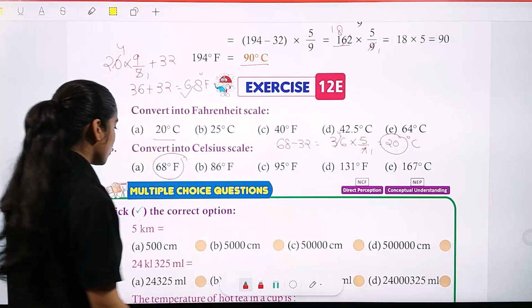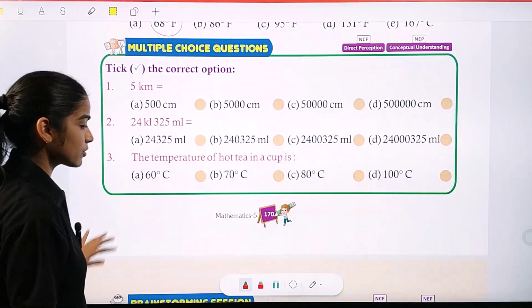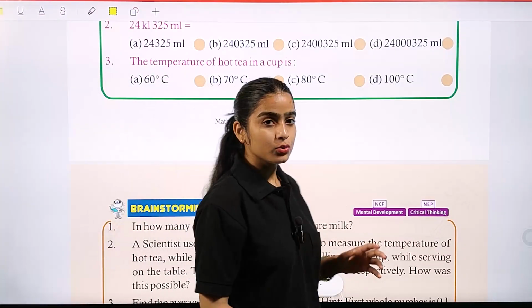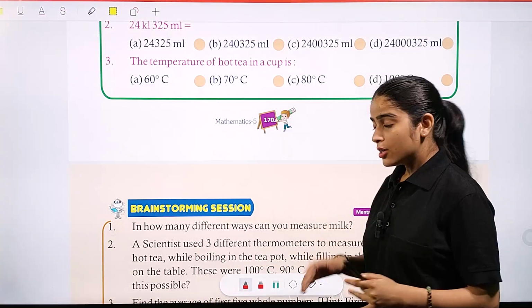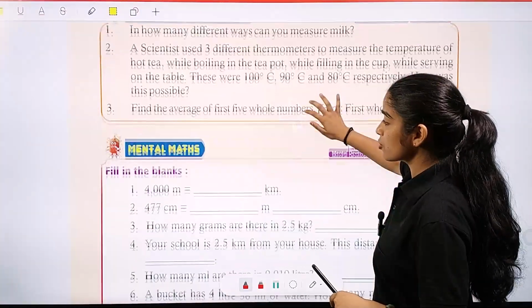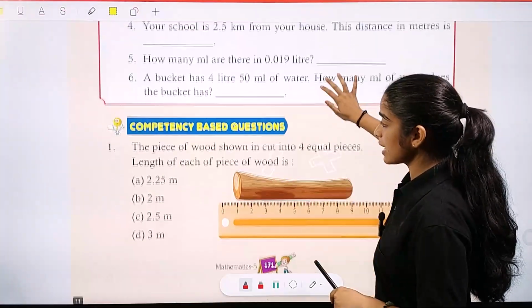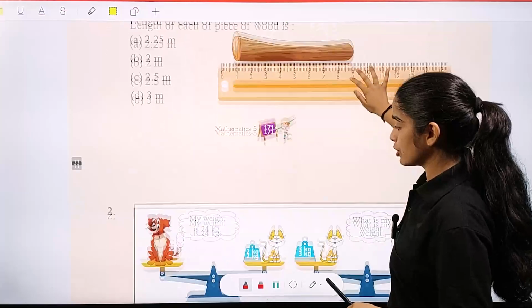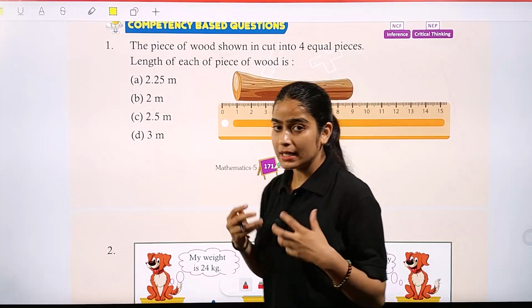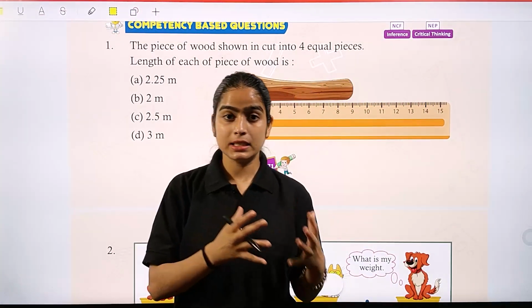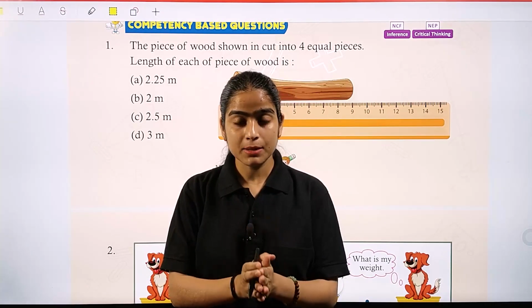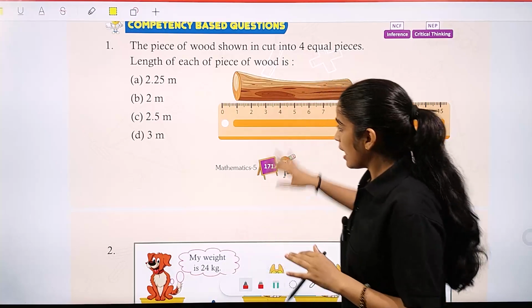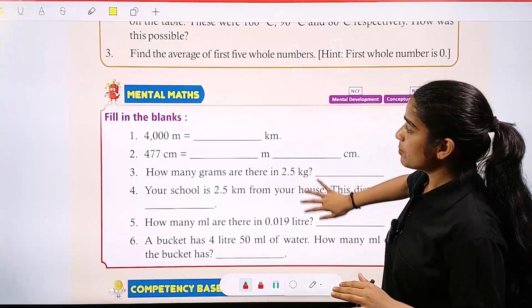Now you have your multiple choice of questions which you have to do according to the conceptual learning of your above section in whole chapter, where you have your brainstorming session, mental maths questions and competency based question. So students, after understanding the whole chapter in depth, you can easily tell the answer for rest of the parts you have here.